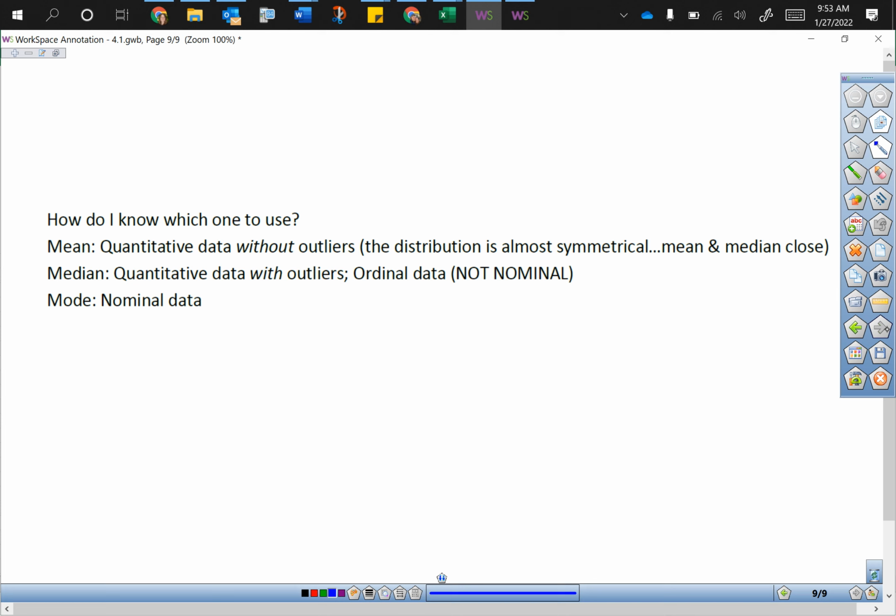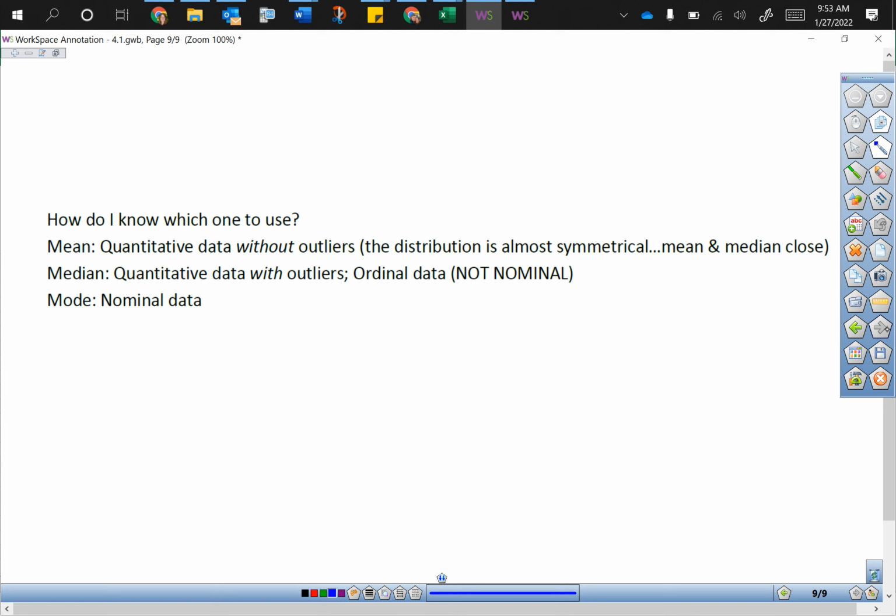Now you should use the mean when you are dealing with quantitative data, meaning when you are dealing with numbers, and when you are dealing with numbers without outliers. So when I was talking about that example with all the test scores, we had a lot of outliers in that data set. It was not a good descriptor. The mean was not a good value to represent that data, okay? Now, the distribution of this would almost be symmetrical. The mean and median would be very close. So if you're given a data value set and the mean and the median are very, very close, the mean is an okay value to use.